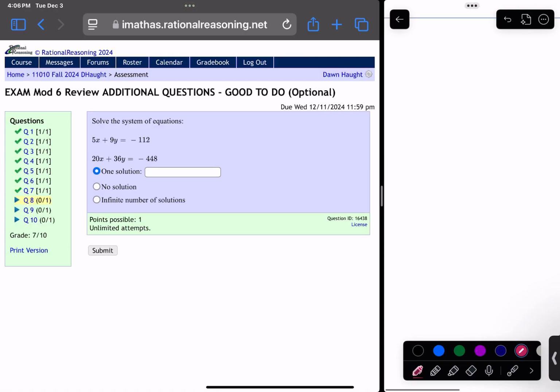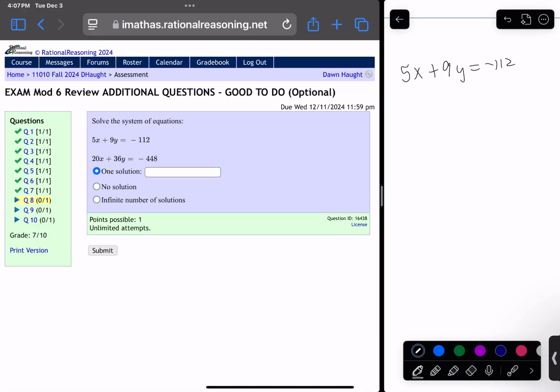Let's do another one. Now, I always check to see, can I reduce my equations? My top equation, there's nothing that's divisible in 5 and 9, so we can't reduce that down. But my bottom equation, I believe that everything is divisible by 4. Let's see here. Yeah, so we can divide that by 4.